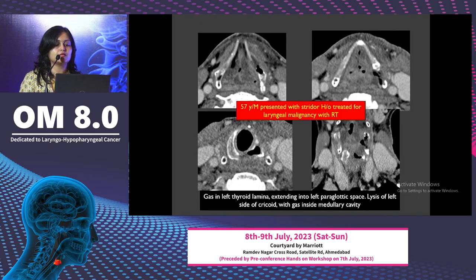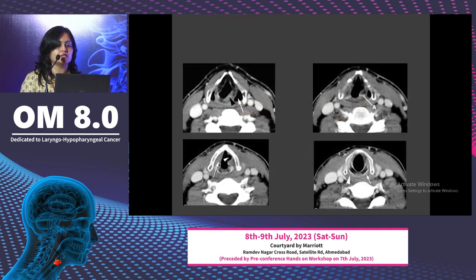This was a patient treated for laryngeal malignancy with radiation. Here we can see the patient came in emergency with stridor. We can see that there is significant edema of the supraglottis and glottis. There is lysis, and we can see multiple air pockets along the thyroid cartilage as well as along the cricoid cartilage. So this is classical of radiation necrosis.